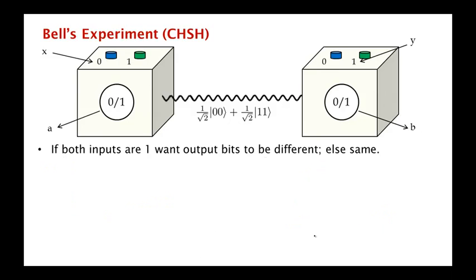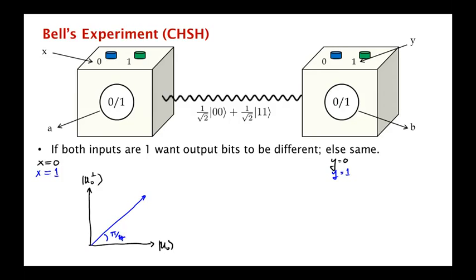Let me color code it because I have to use several possibilities. Let's draw the axes, the measurement bases for the first box first. In the case that x equals 0, we'll do the measurement in the u0 perp basis, which is just the standard basis. And in the case x equals 1, we'll rotate this basis by 45 degrees, or pi by 4. Let's call this basis u1 and u1 perp.